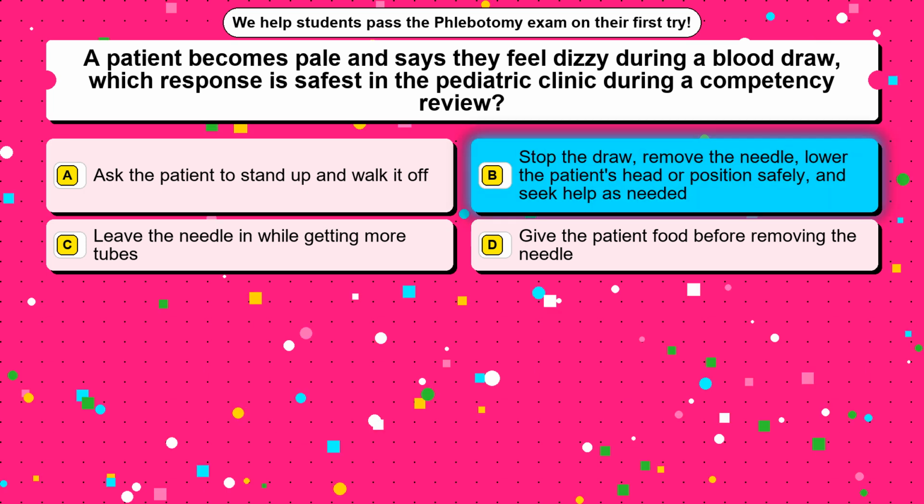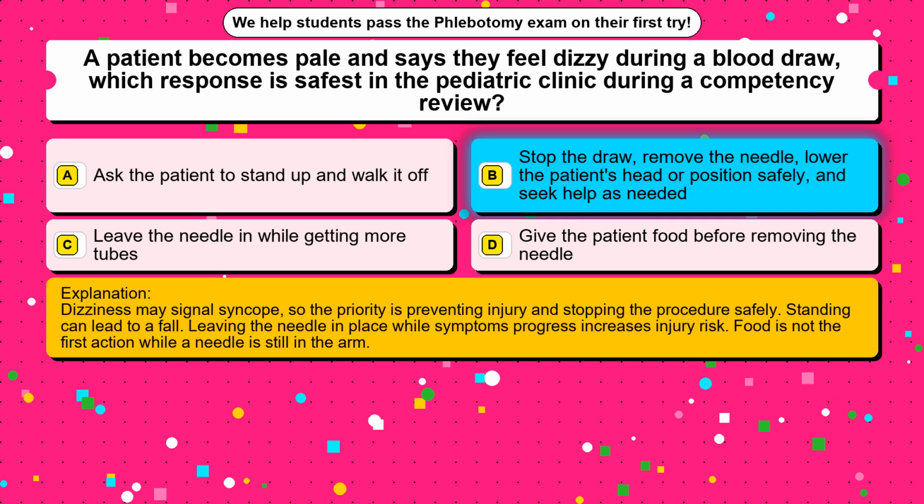The correct answer is option B. Stop the draw, remove the needle, lower the patient's head or position safely, and seek help as needed. Dizziness may signal syncope, so the priority is preventing injury and stopping the procedure safely. Standing can lead to a fall. Leaving the needle in place while symptoms progress increases injury risk. Food is not the first action while a needle is still in the arm.